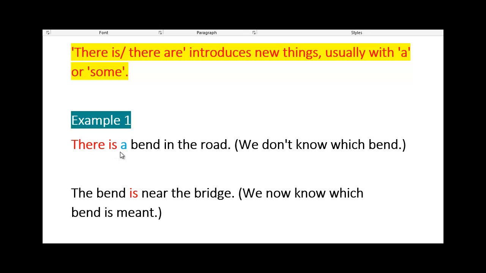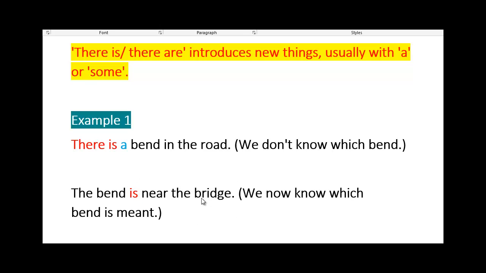So look at this example here. There is a bend in the road, okay? So we don't know which bend, but we're saying there is a bend. So we used a as it says here, okay? There is a bend in the road. And then we can say the bend is near the bridge. Here we now know which bend is meant, okay?